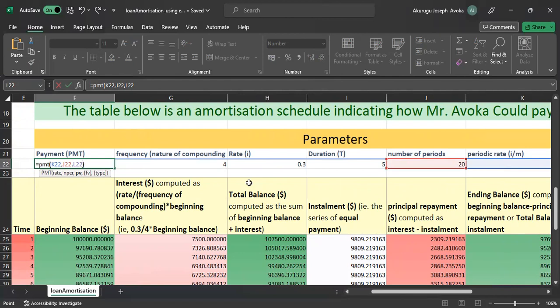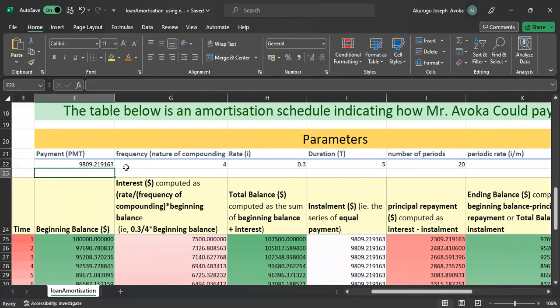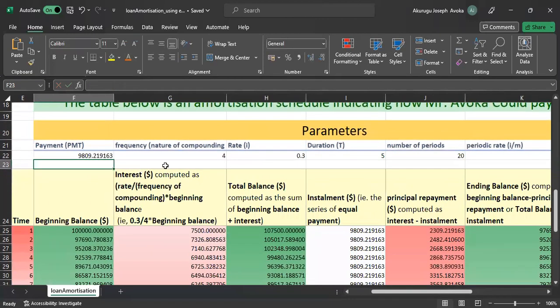Now, Excel normally calculates this and gives you a negative value. So to avoid the negative, you put a negative in front of the whole formula. Then you hit enter. So when you hit enter, this is what you are getting.